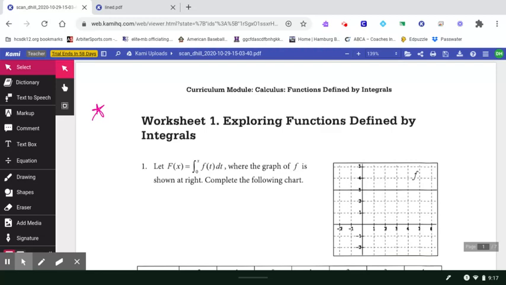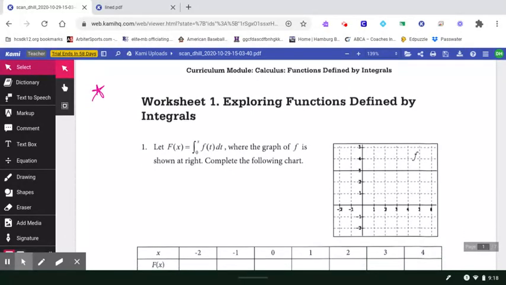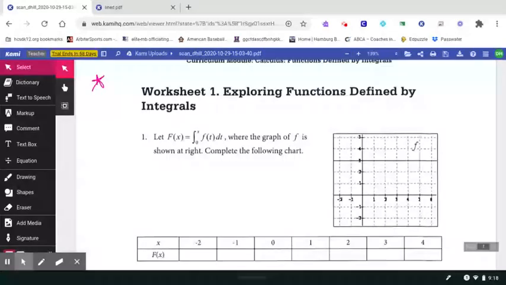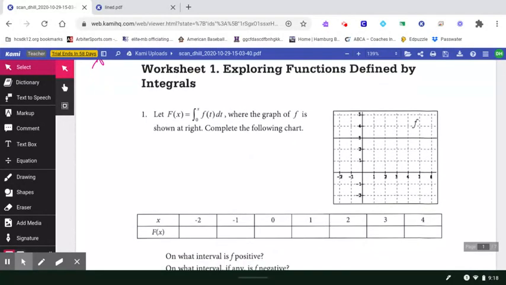But for today, what I want to do is we're going to do a slow intro to these functions. And we're going to work our way through this worksheet. I'm going to do the first problem with you. And then I'm going to turn you loose and let you guys finish it. And I think you guys are going to slowly build confidence as the complexity of these problems grows. And again, we're kind of exploring functions defined by integrals, which is another way of saying accumulation functions.